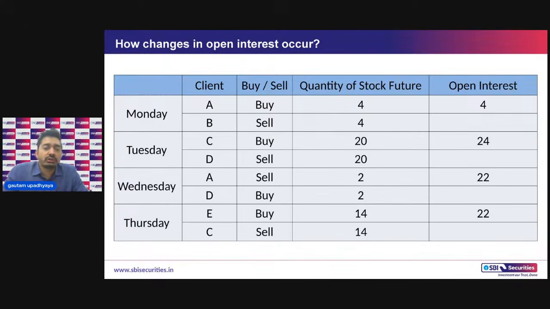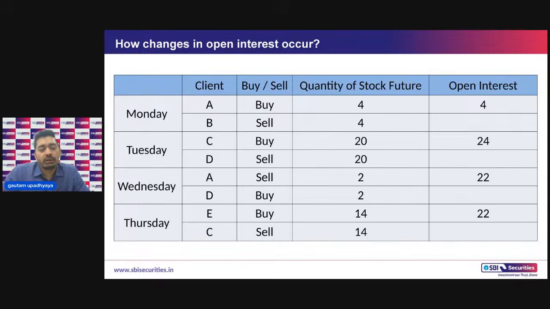Now if on the next trading day trader A squares off, he had 4 positions, he squares off 2 positions of his existing position with trader D. So D buys it because he has previously sold, and A sells it because he has previously bought. So the open interest comes down from 24 to 22.